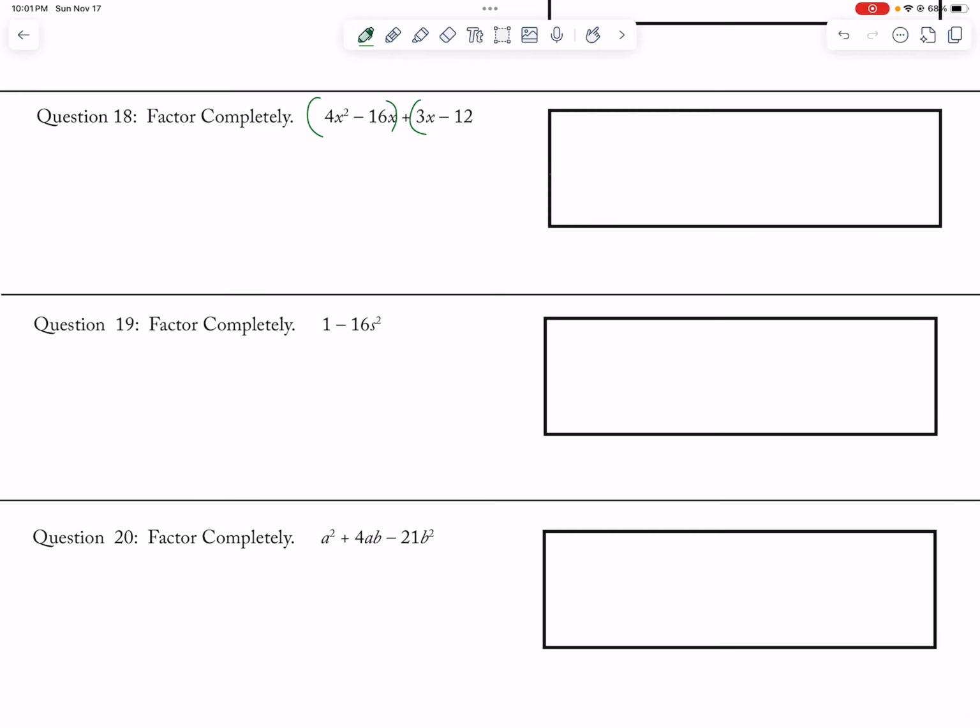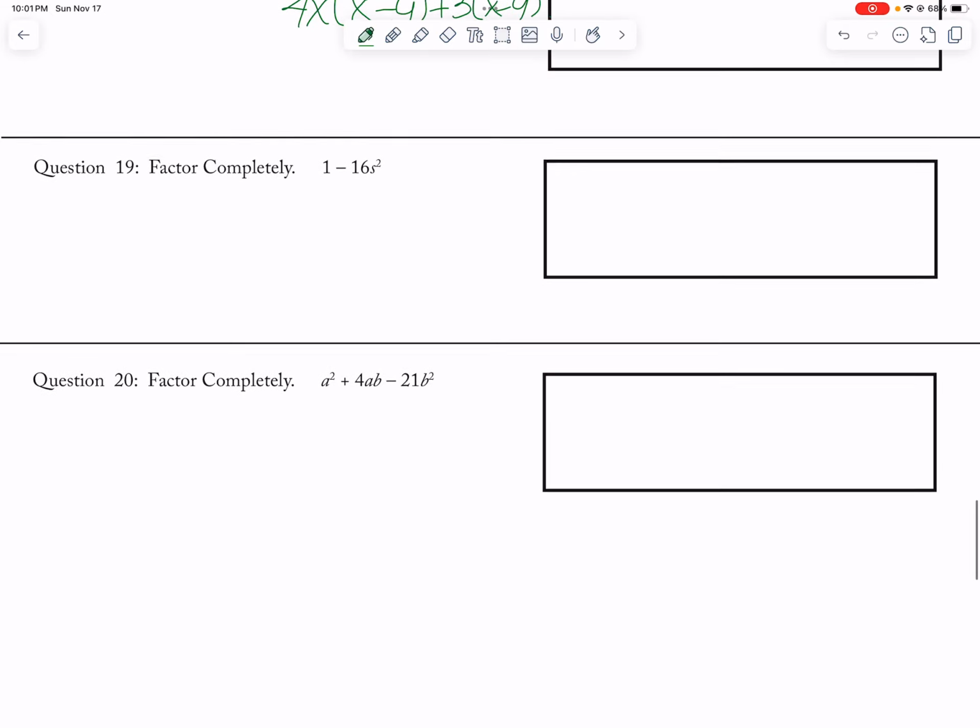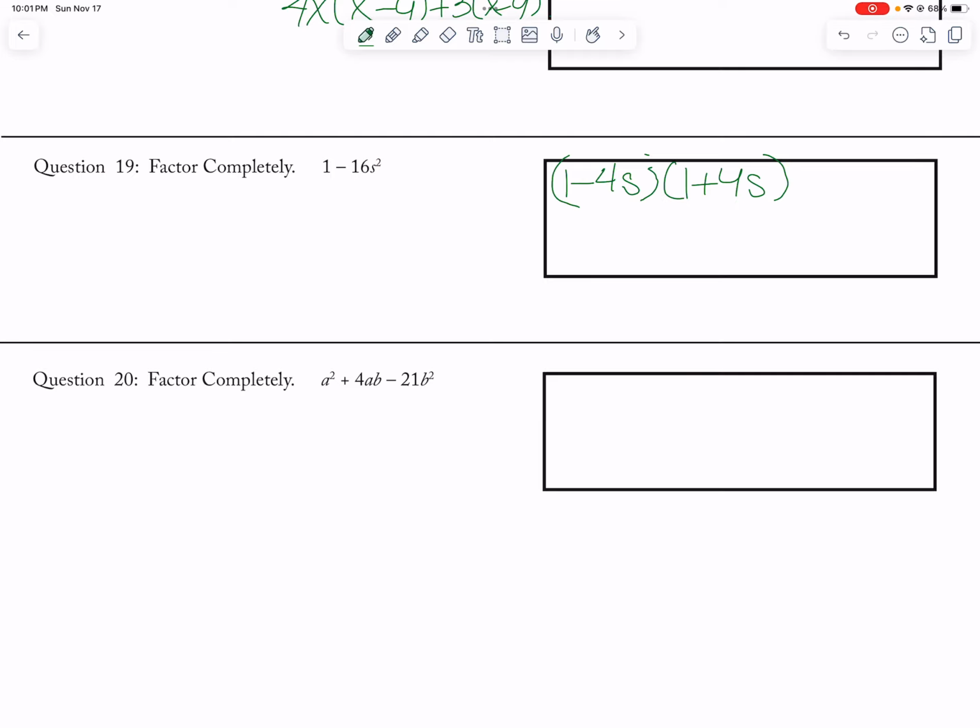And then factor by grouping, so I have a 4x, I have an x minus 4 plus 3, and I have an x minus 4. So then I have an x minus 4 and a 4x plus 3. And then 1 minus 4s, 1 plus 4s.